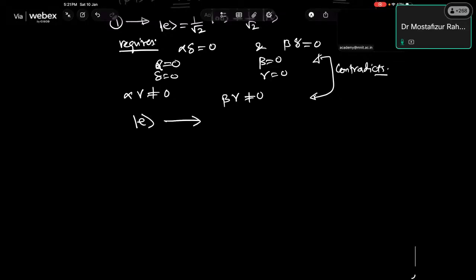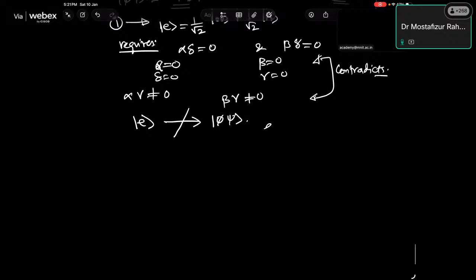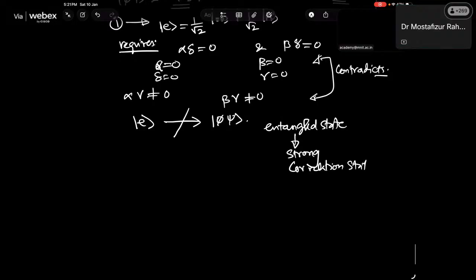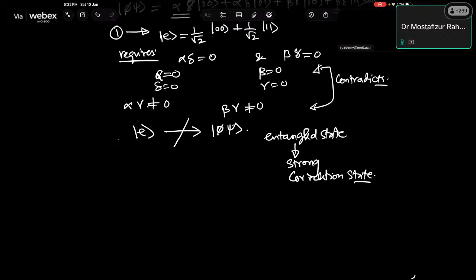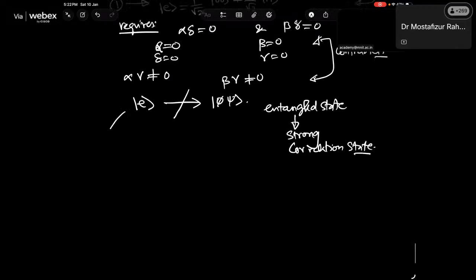So in general, this ket E cannot be broken as phi times psi. This is not possible, right? That's why this kind of state is called an entangled state, a strong correlation state. This is extremely important, especially for those who will be working on quantum communications. Why should we create an entangled pair between the transmitter and receiver? Tomorrow, if I get time, I'll cover something called teleportation, and this kind of state is called one e-bit of information, one entangled bit of information.